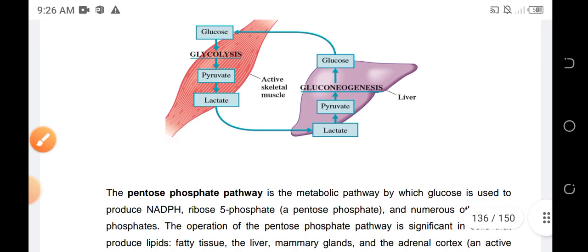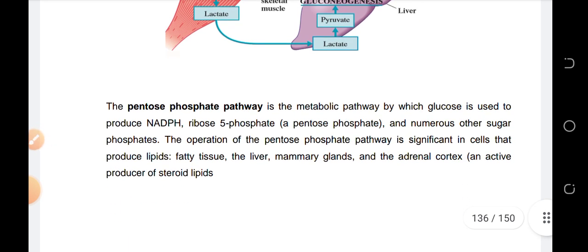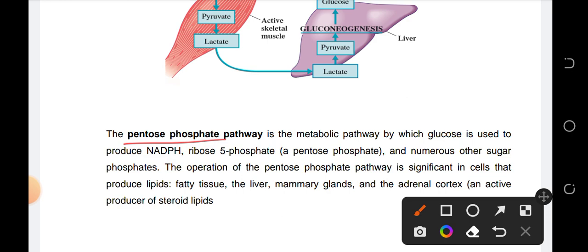Okay? Another metabolic pathway ng ating glucose is the pentose phosphate pathway. So this time, the metabolic pathway by which the glucose will not become a pyruvate, hindi siya magiging glycogen, rather magiging a ribose 5-phosphate. Okay? So kaya nga pentose phosphate pathway kasi nga ribose is a pentose. It has 5 carbon atoms. So this is used to produce, so during the process, meron ding NADPH na maproproduce, and of course, the pentose phosphate, and numerous other sugar phosphate.